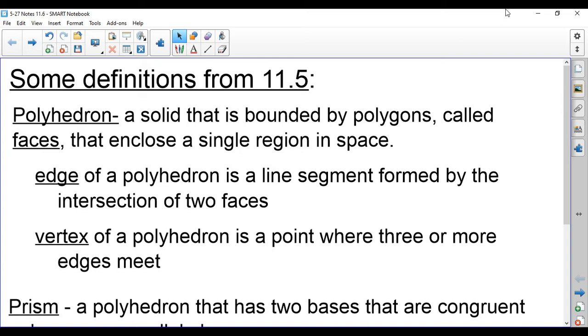The polyhedra that we're going to look at over the next couple of days are mostly prisms and pyramids. So a polyhedron has polygons that are the faces. An edge of a polyhedron is a line segment formed by the intersection of two faces. And then a vertex of a polyhedron is a point where three or more edges meet. We'll look at these in the pictures in the next couple pages.